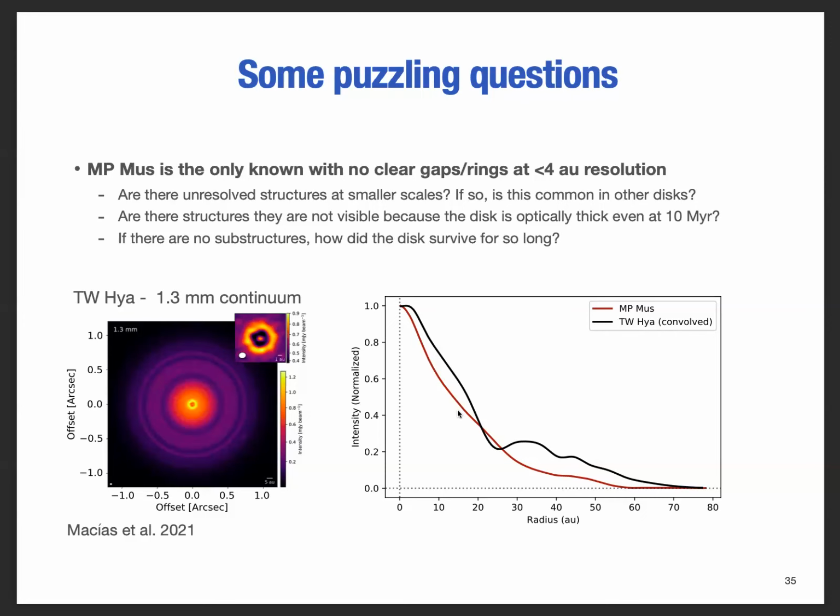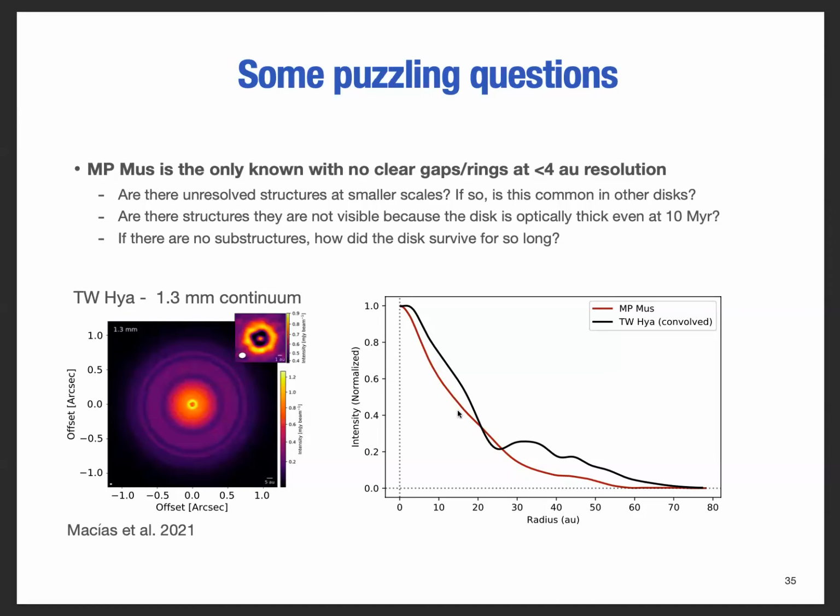So does it mean that there are unresolved structures in MP-MUSE and they're just so small that even with 2 AU resolution, we don't see them? And there are some limits to how packed those structures can be. But if that's the case, then is this also happening in other disks? Are disks just full of substructures and we just don't have the resolution to see them?